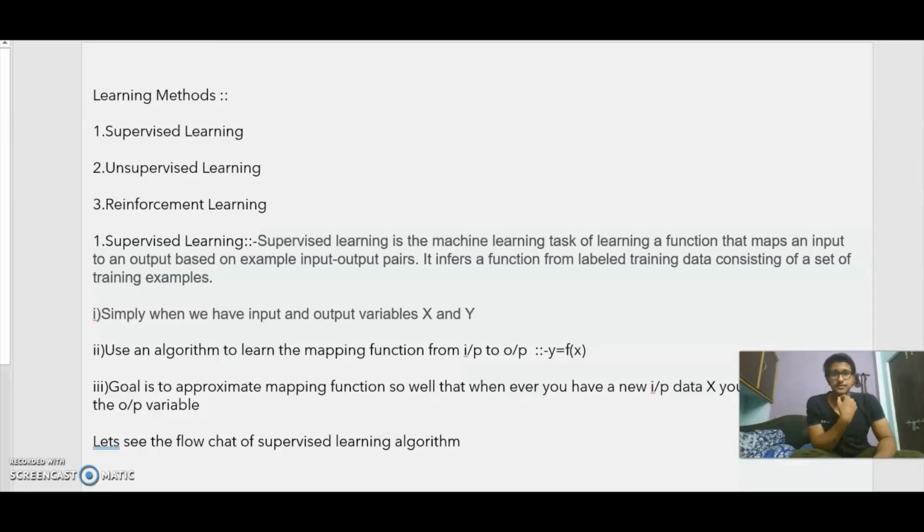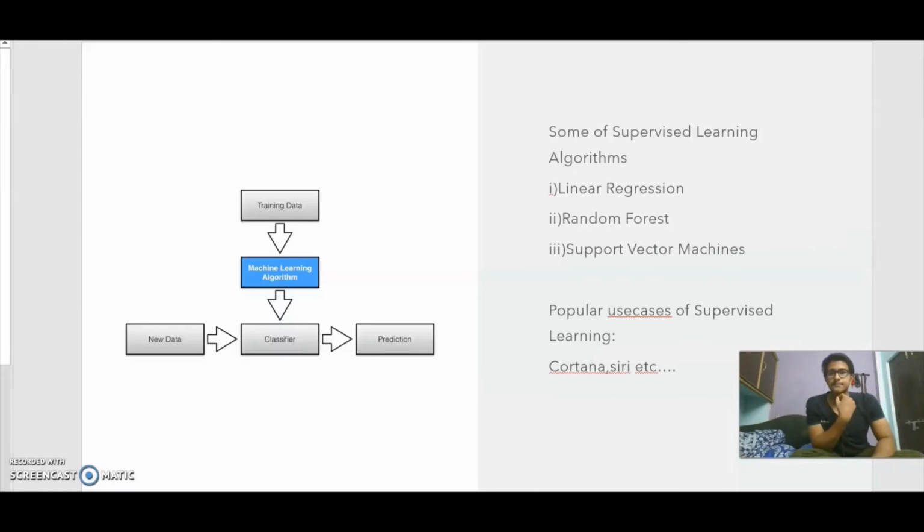Let's see the flow chart of a supervised learning algorithm. We have a training data set and a machine learning algorithm, which means we are using a particular machine learning algorithm for training on the data set. When new data is inserted into it, it goes to the classification model. We have some models in depth. Using this algorithm and this classifier, we predict the desired output that we need.